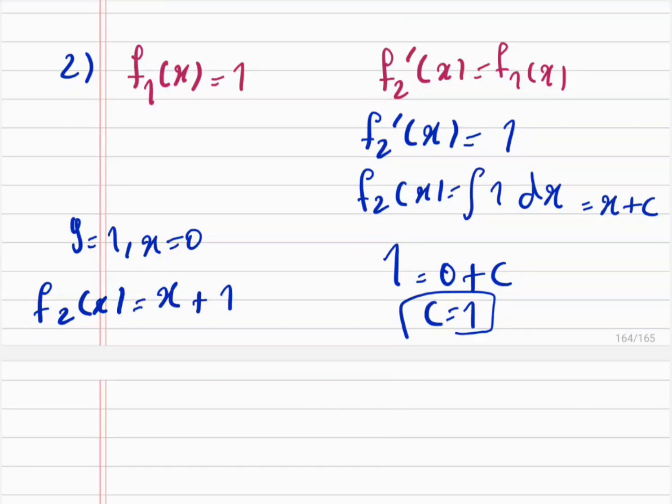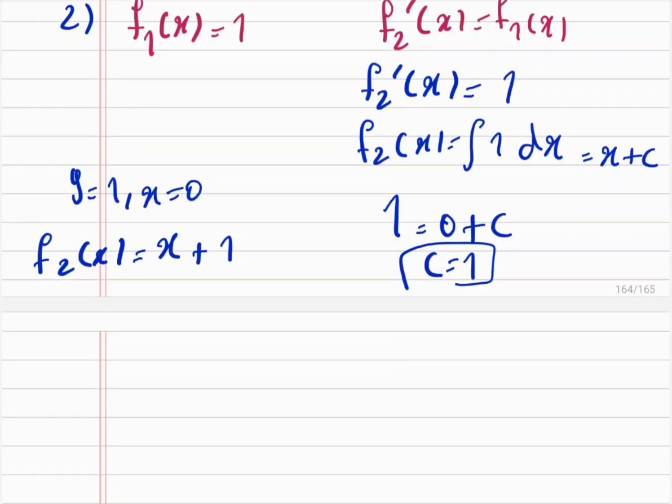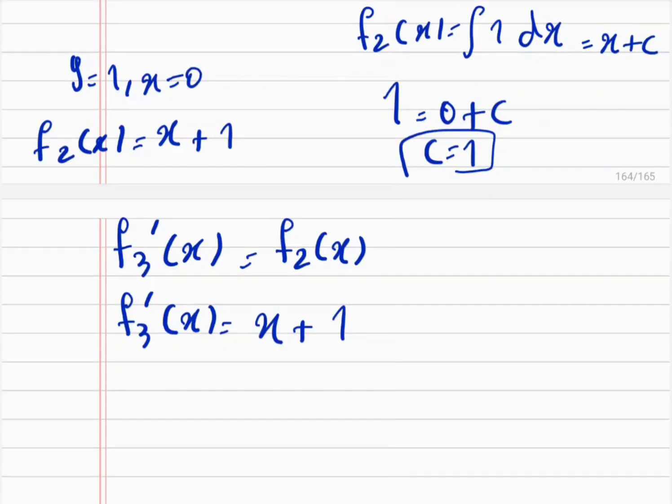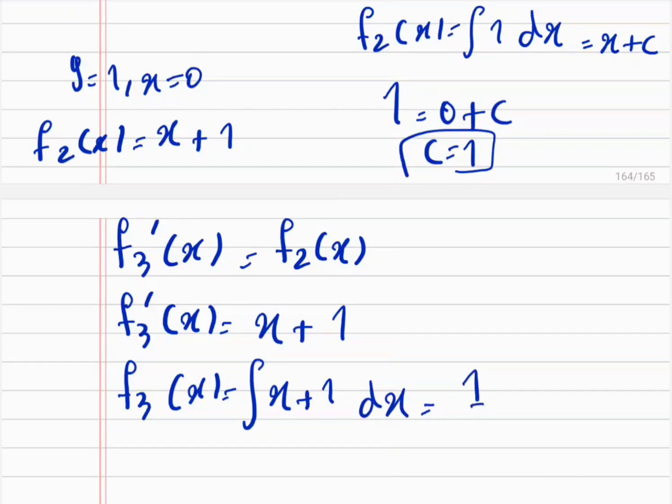That's the first function. Now we want to find the third function. Again, we use the relationship that the derivative of the current function is equal to the previous function. The previous function is f2(x), so once again we have some integration. Instead of f2(x), we write x plus 1, and now we want to integrate that. We integrate x plus 1 dx, which is simply a half x squared plus x plus c.